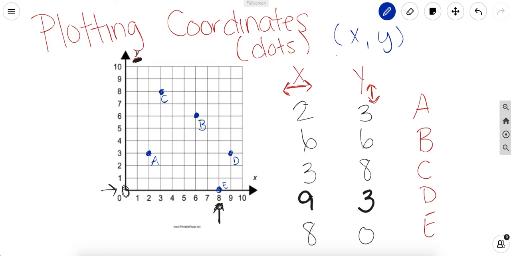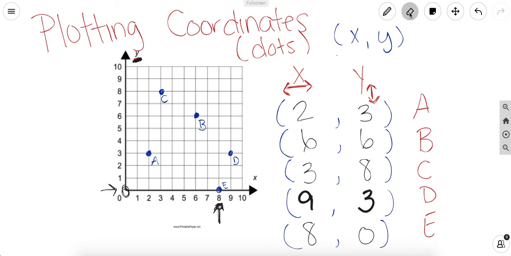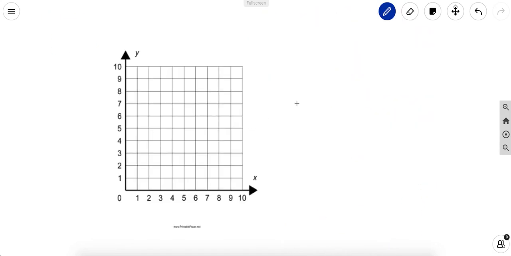And all we have to do for these problems is, in the table, put parentheses around it and a comma in the middle. Parentheses, comma in the middle. I know that sounds silly, but we just changed from an XY table to now writing coordinates, right? Fancy word, coordinates. So let's try a new problem.